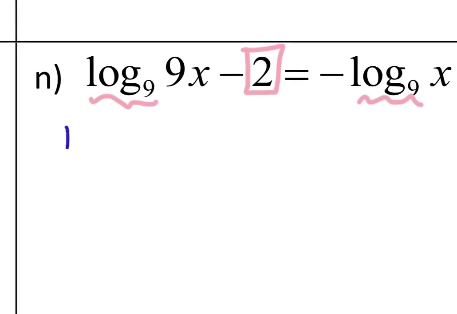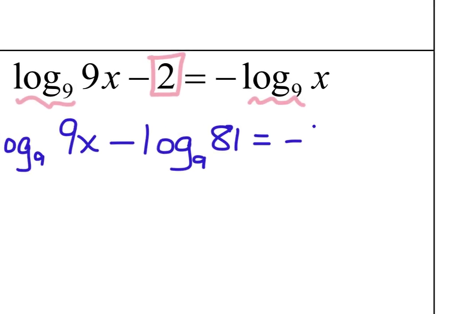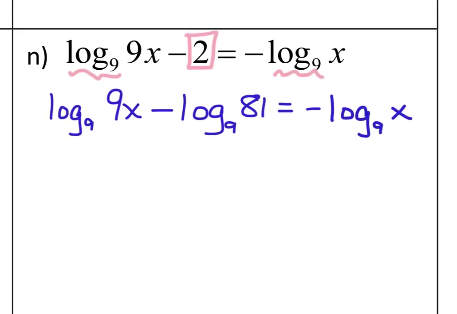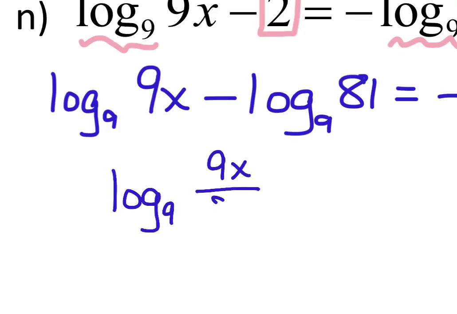I'm going to rewrite this whole problem as log base 9 of 9x minus log base 9 of 81 equals negative log base 9 of x. Now, like I said, there's other ways that you can start this problem, but to me that just seemed like the most obvious, to make everything as a logarithm. And now I can rewrite the left side as a division problem. So here on the left, I'm going to say that this is log base 9 of 9x over 81.